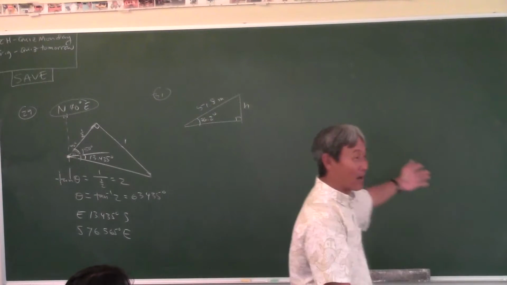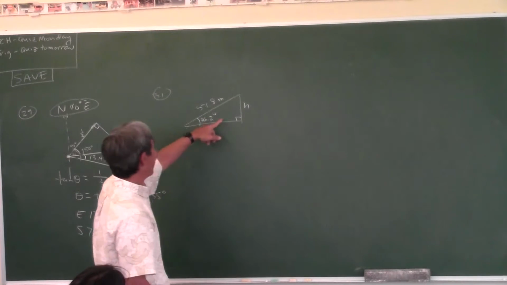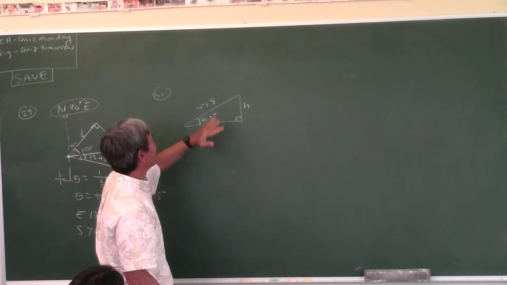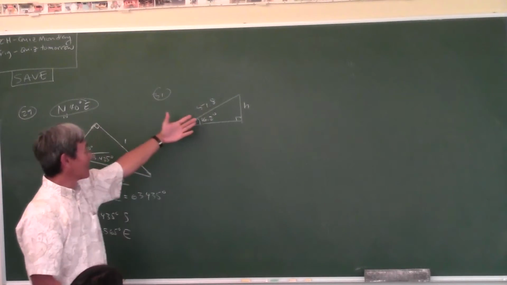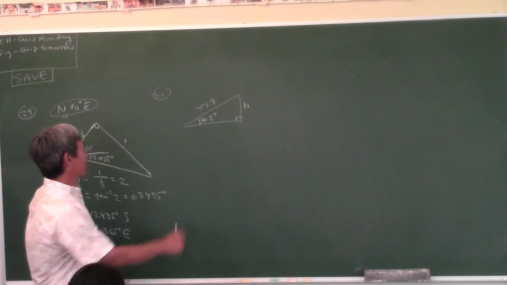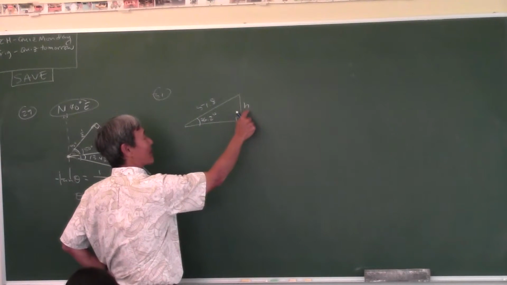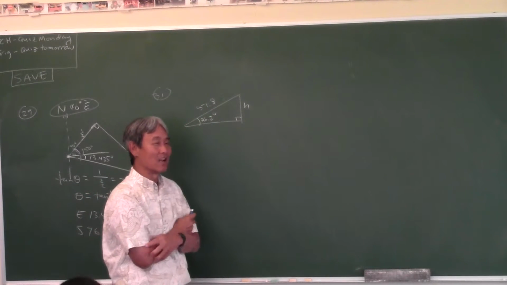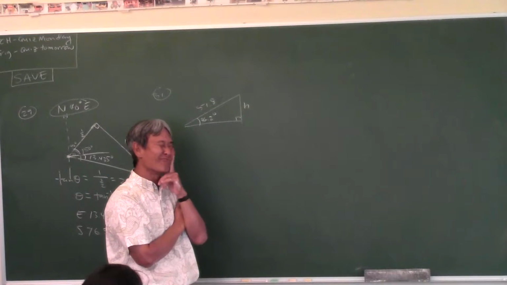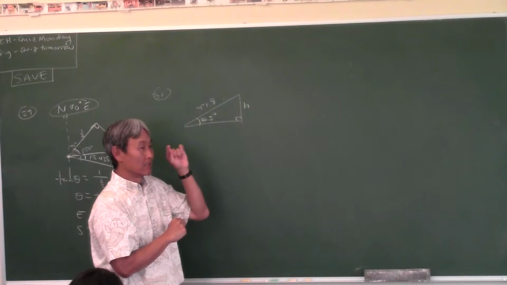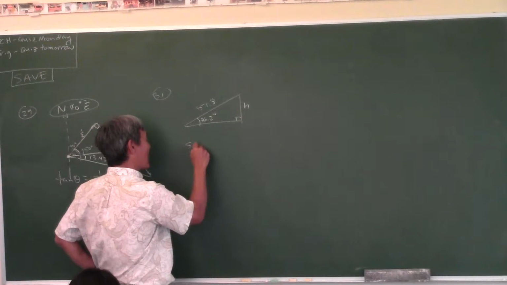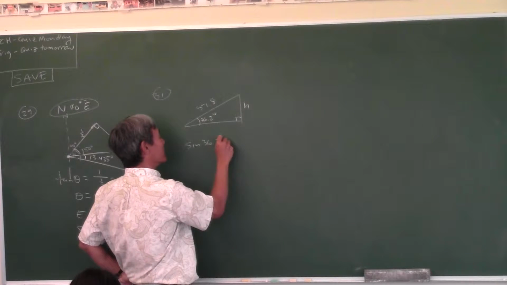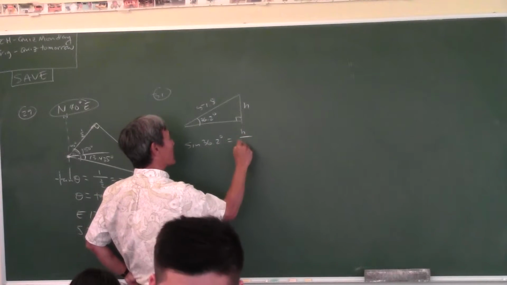See, so this is like tomorrow's quiz. Find h. Except I'm not gonna even give meters tomorrow. It's gonna look like that. Okay, so here's the angle. I'm trying to find the opposite side, and this is the hypotenuse. Which of the trig things has opposite and hypotenuse in it? Sine. The sine of 36.2 degrees is equal to opposite over hypotenuse.